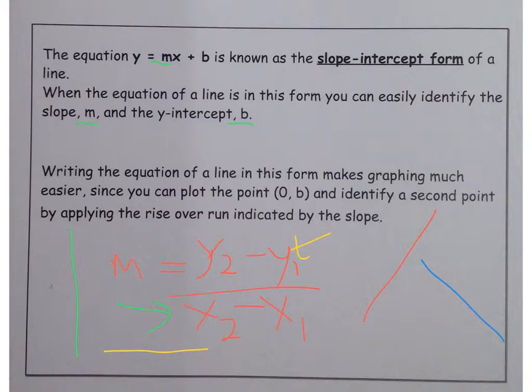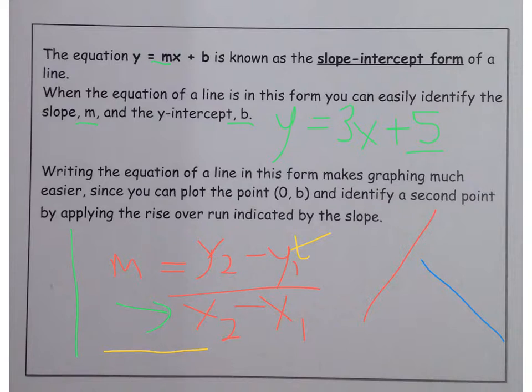Now remember, we had talked before about how the y-intercept of an equation is when x is equal to 0. So if I have y is equal to 3x plus 5, the y-intercept is going to be 5, because when x is 0, y is 5. That's the y-intercept. We did that when we were talking about intercepts a couple of days ago.